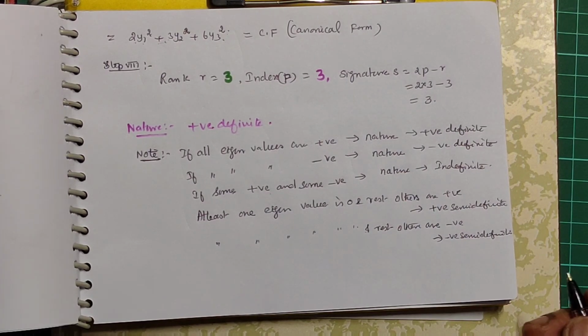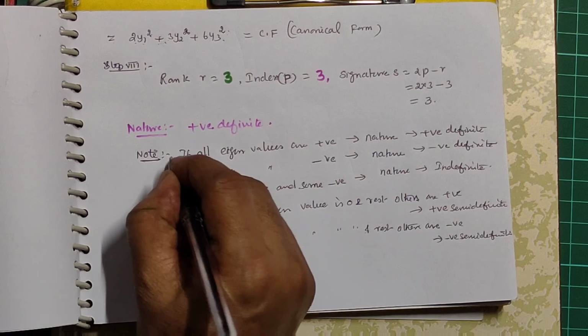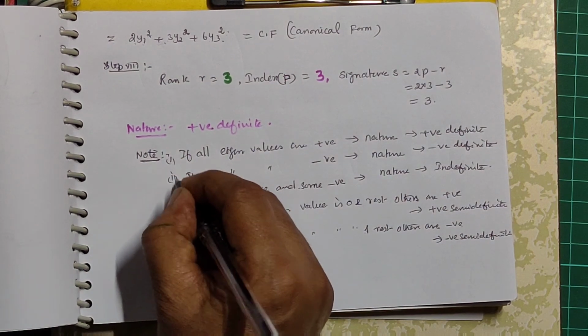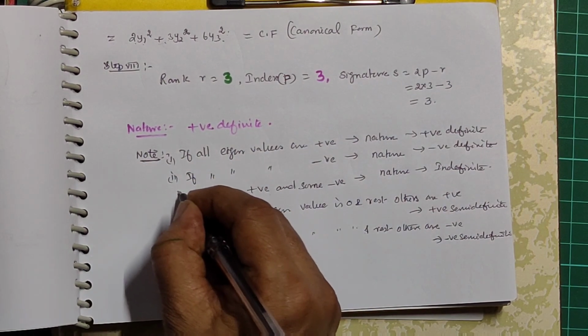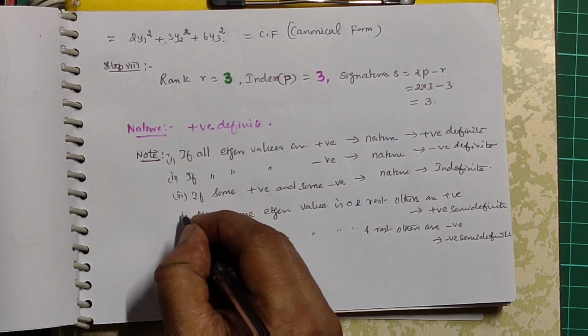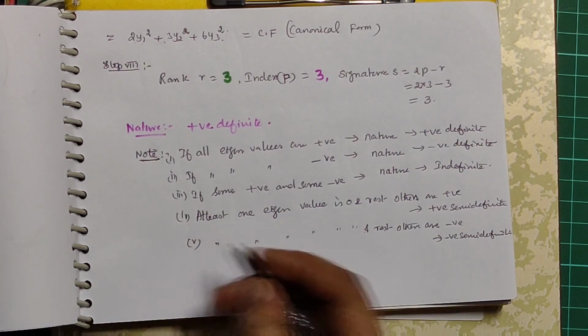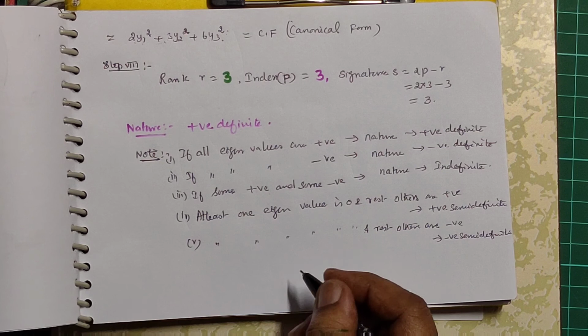So altogether we have 5 cases. Please keep them in mind when you are going to find the nature of a given quadratic form. You have to keep all these things in mind.